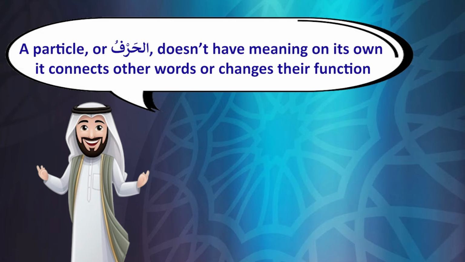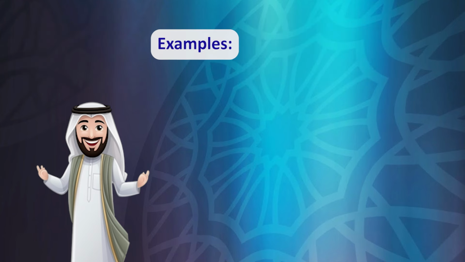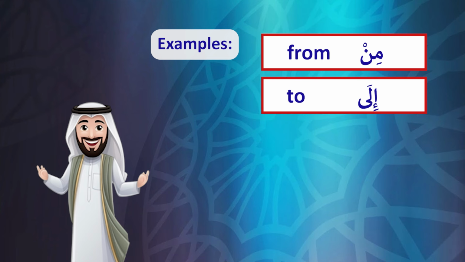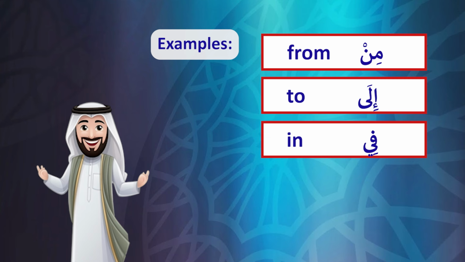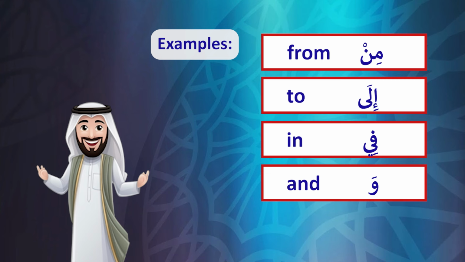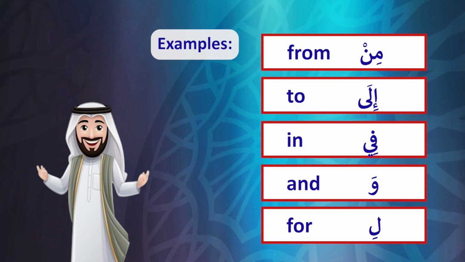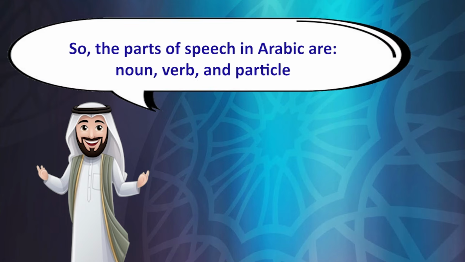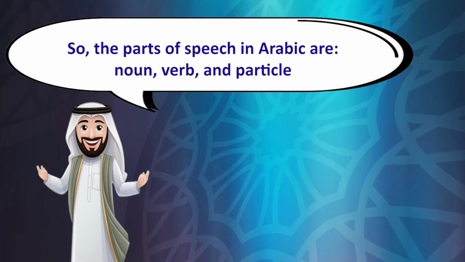A particle, or الحرف, doesn't have meaning on its own. It connects other words or changes their function. Examples: من, from; إلى, to; في, in; و, and; li, for. These are like English prepositions and conjunctions. So, the parts of speech in Arabic are noun, verb, and particle.